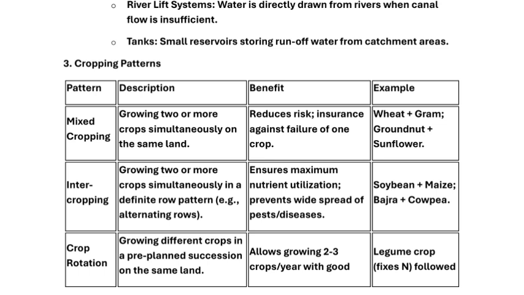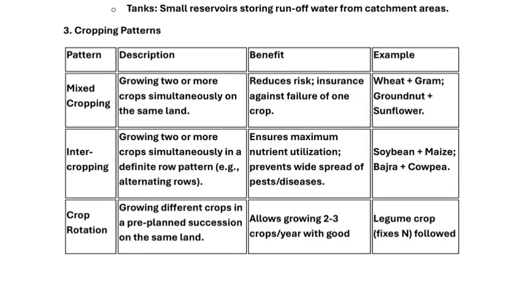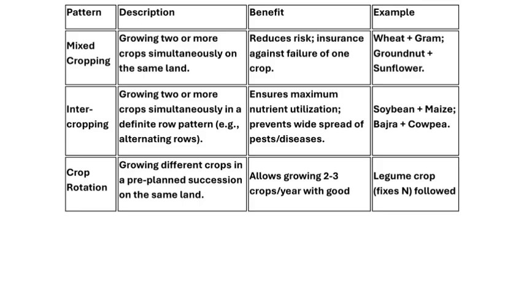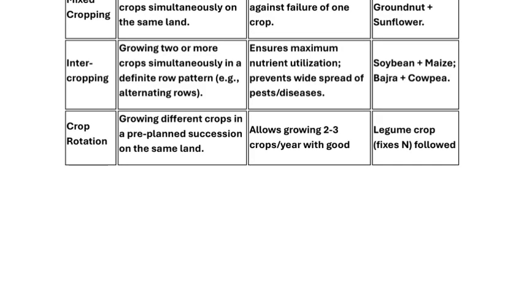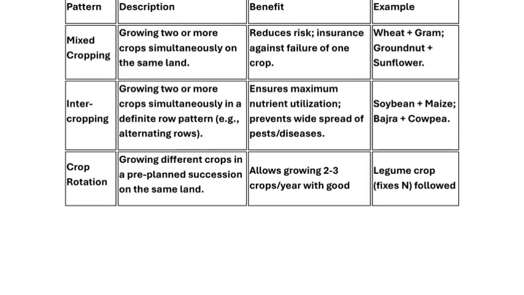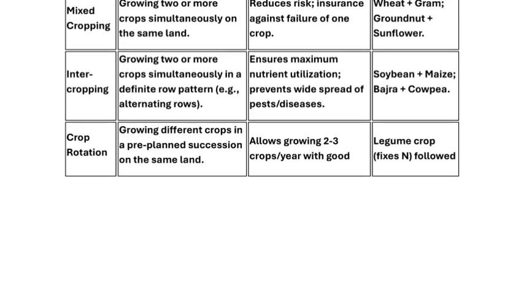3. Cropping patterns. Mixed cropping: growing 2 or more crops simultaneously on the same land. Benefit: reduces risk and acts as insurance against failure of one crop. Examples: wheat plus gram, groundnut plus sunflower. Intercropping: growing 2 or more crops simultaneously in a definite row pattern, for example alternating rows. Benefit: ensures maximum nutrient utilization and prevents widespread pests and diseases. Examples: soybean plus maize, bajra plus cowpea.